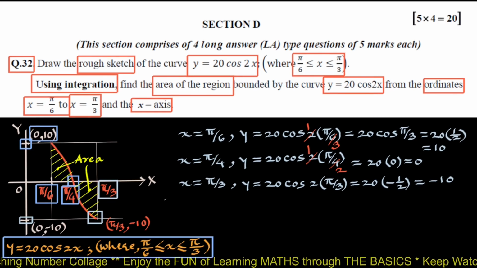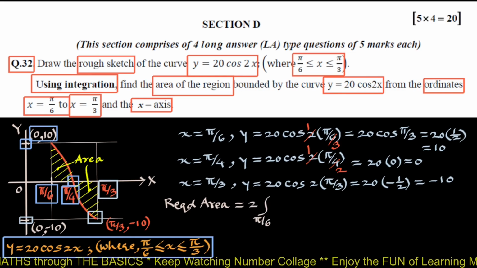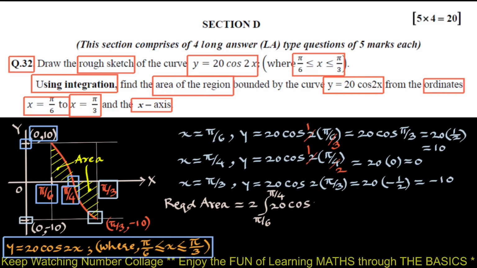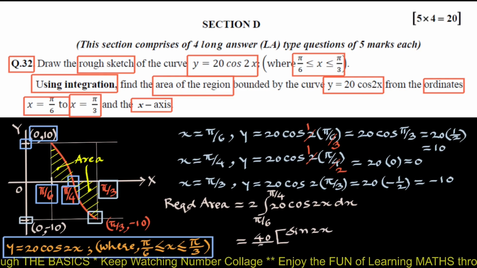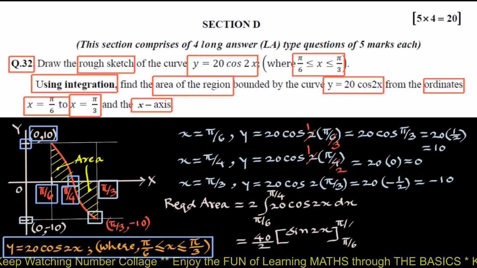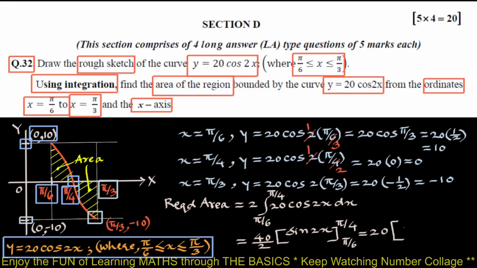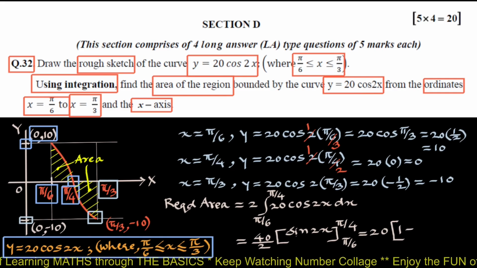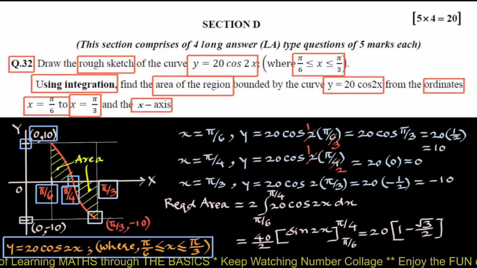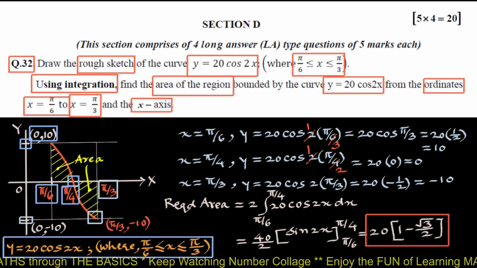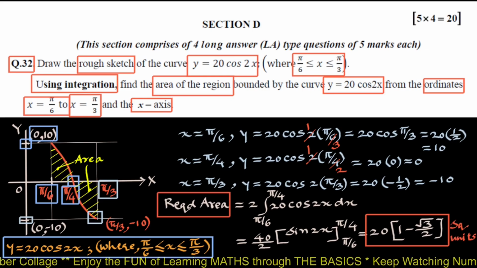So the required area by integration will be 2 times the integral from pi by 6 to pi by 4 of 20 cos 2x, which is 20 times sin 2x upon 2 from pi by 6 to pi by 4, which is 20 times sin 2 times pi by 4, which is sin pi by 2, 1, minus sin 2 times pi by 6, which is sin pi by 3, root 3 upon 2. So 20 times 1 minus root 3 upon 2 square units is the required area found by integration.